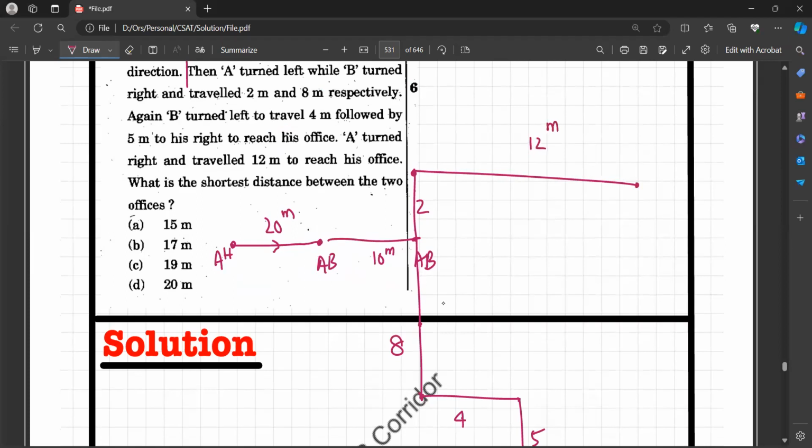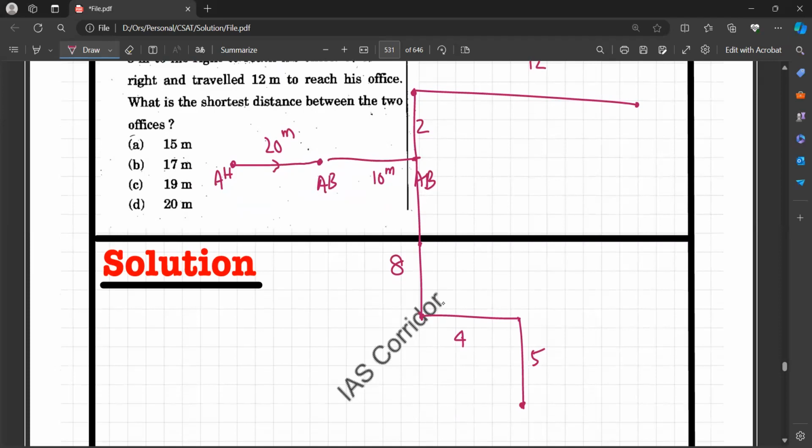What is the shortest distance between these two offices? You have to join this one and join this one. This will be the shortest distance. This length is 5. This length is 8 to 10. So the total length will be 15.